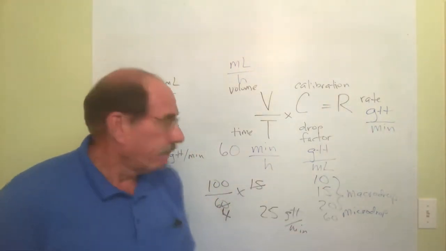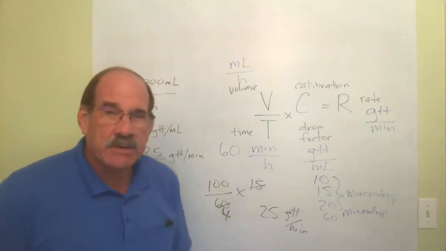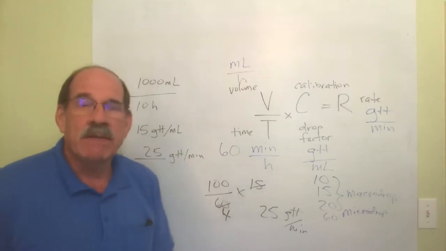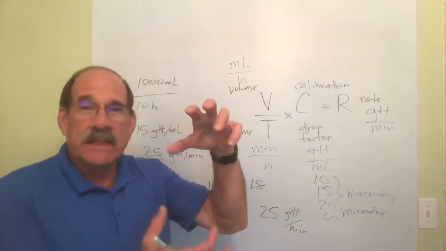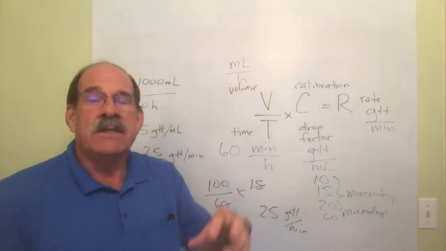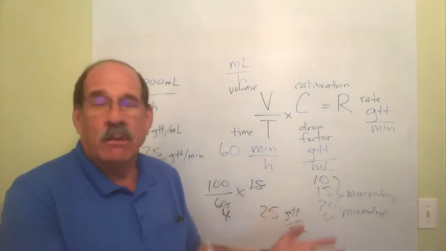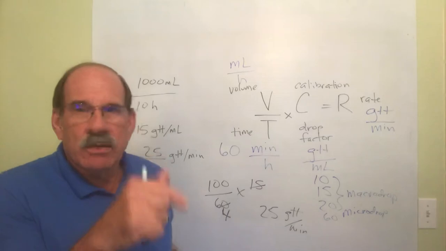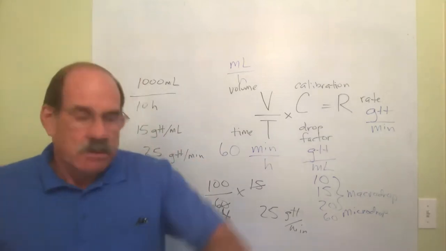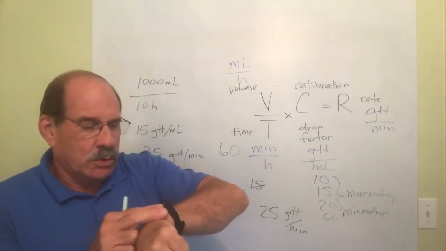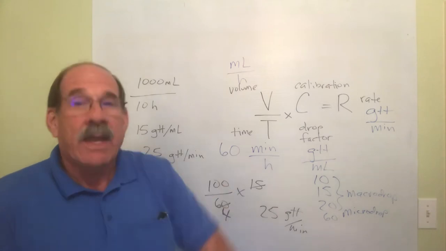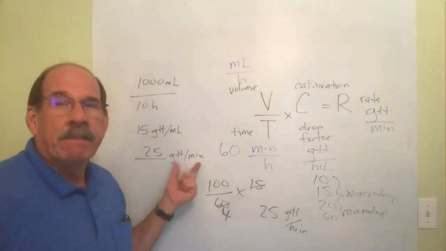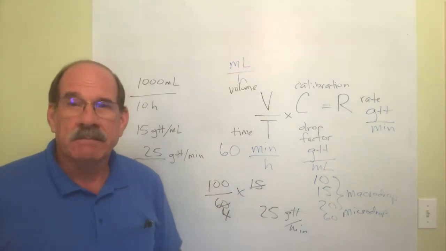So, all you have to know, you've learned, that's it. You've done the problem. You know you're going to drip 25 drops each minute. You have your 1,000 milliliter bag of IV fluid. You have to give this over 10 hours' time. You start dripping, you count, drip, drip, drip. You count, 1, 2, 3. And when it's dripping at 25 drops each minute, it's dripping at the proper rate.